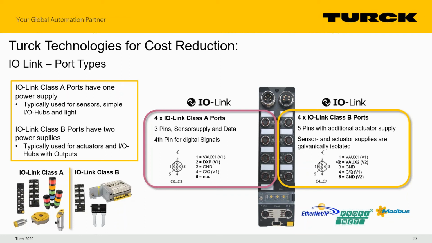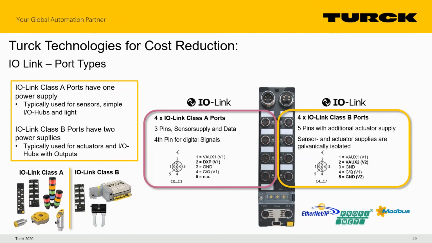And that can be shut off via an e-stop because it is on the V2 power supply, not the V1 power supply. Some typical differences between Class A and Class B devices. So Class A is going to be things like the slave hubs, sensors, encoders, any type of advanced sensors, I'll say, pressure transmitters, stack lights, things that don't consume a lot of power.